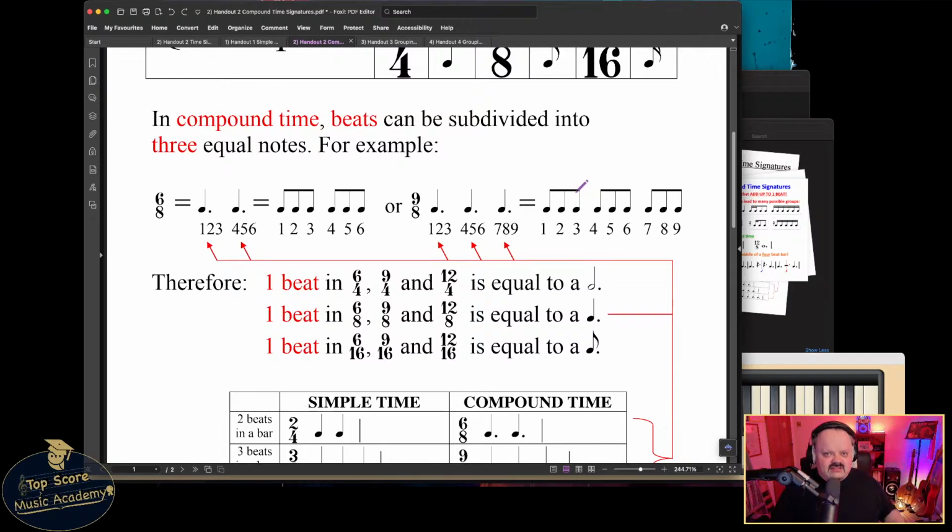Think of it logically as how you would tap your foot. Do that for every time signature and you won't go wrong. That's a tip. Do that for every single time signature. What you'd expect to tap. Try clapping the pulse to it. If it's 2 beats, 1, 2, 1, 2.